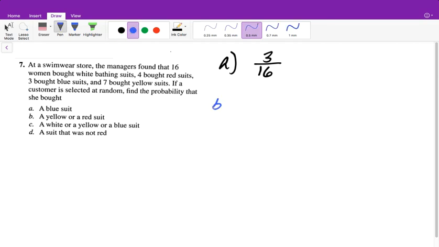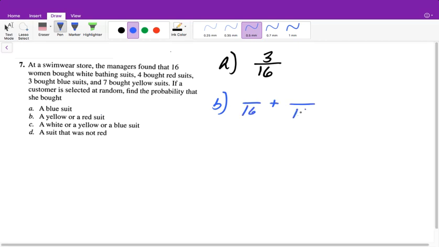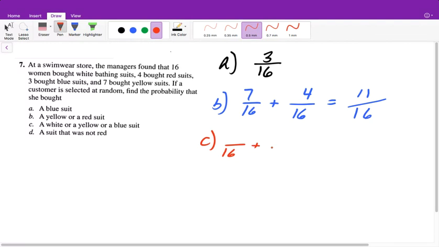that's your final answer. For B, a yellow or a red suit, first we have to figure out how many people bought a yellow, and then how many people bought a red. Well, we had 7 who bought yellow, and we had 4 who bought red, so we would add them together, so we have a probability of picking someone who has a yellow or a red suit of 11 out of 16. A white or yellow or blue, so we would then need to add up 3 different events, or we could find the complement of red, because that's the only one that they didn't get. It doesn't matter which way you do it. But we had 3 blue, so blue was our third one. We had 7 yellow, and yellow was our second one, and we had no whites that they said.